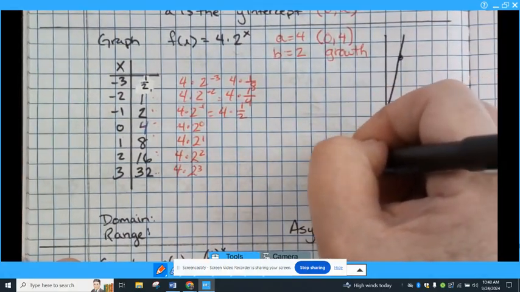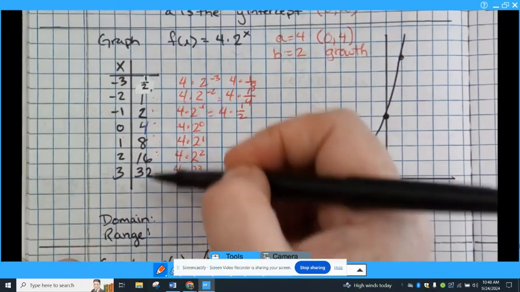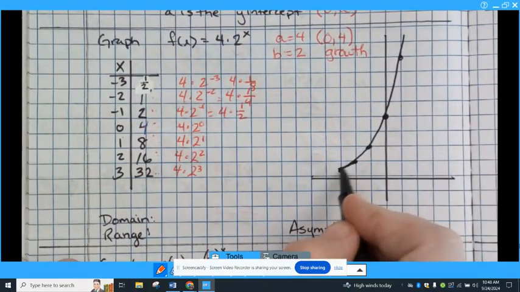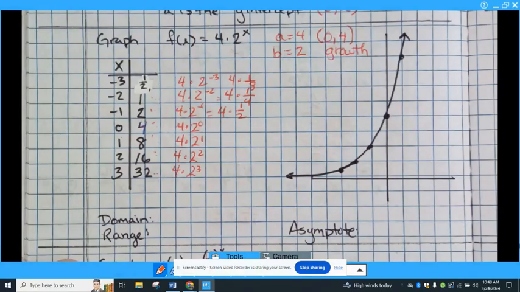Now what happens as we get more negative? We're just going to continue dividing by 2. If we follow the pattern of dividing by 2, it's just going to get smaller and smaller and smaller, and it's actually never going to touch 0. So that's what that graph looks like.